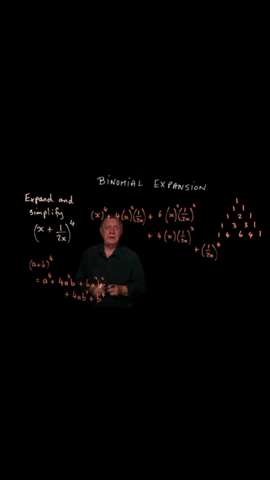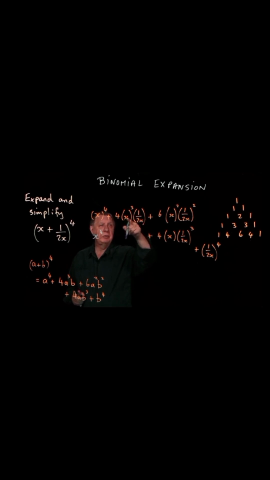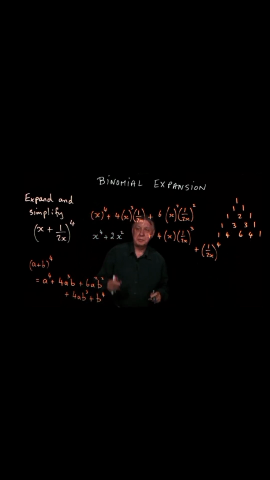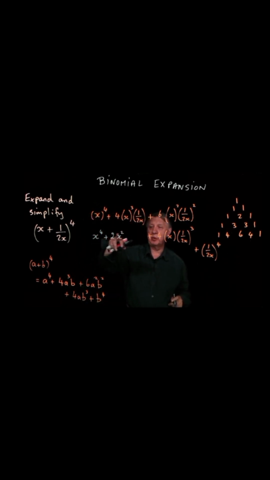A lot of simplifying here. No problems at the beginning. x to the 4. x cubed times 1 over 2x. So an x is going to cancel out, giving us an x squared. 4 there, a half there, 2. So be careful, you see, it doesn't go x to the 4 then x cubed because of this.